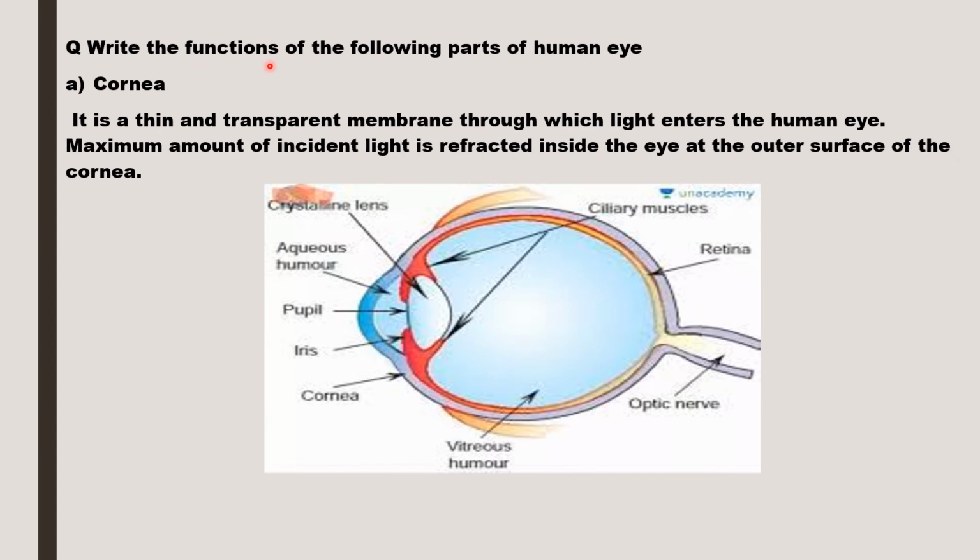Let's do a quick study of the functions of the parts of the human eye. First, cornea. The cornea is a thin transparent membrane through which light rays enter into the human eye. So maximum refraction of light rays takes place through the cornea.